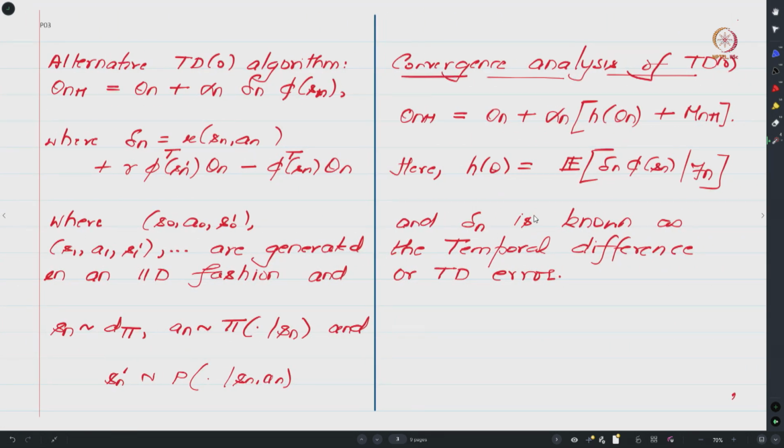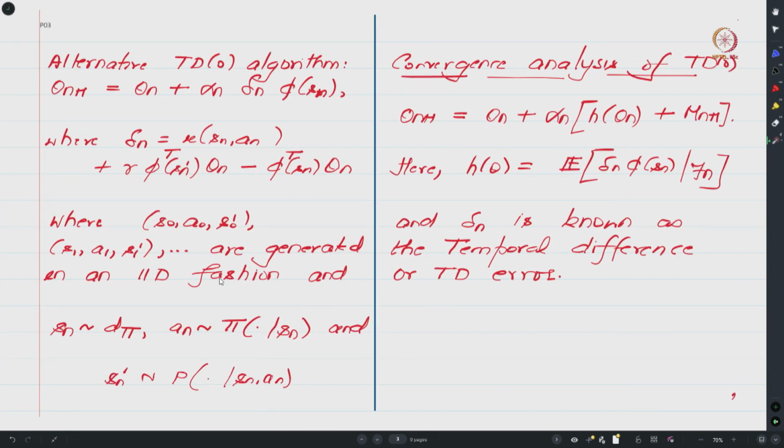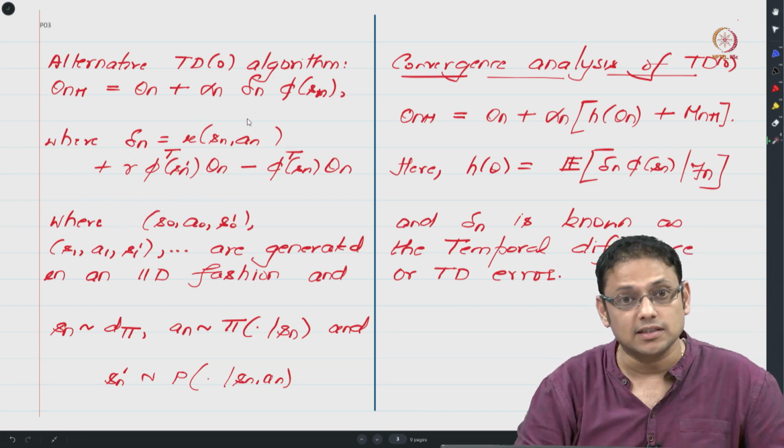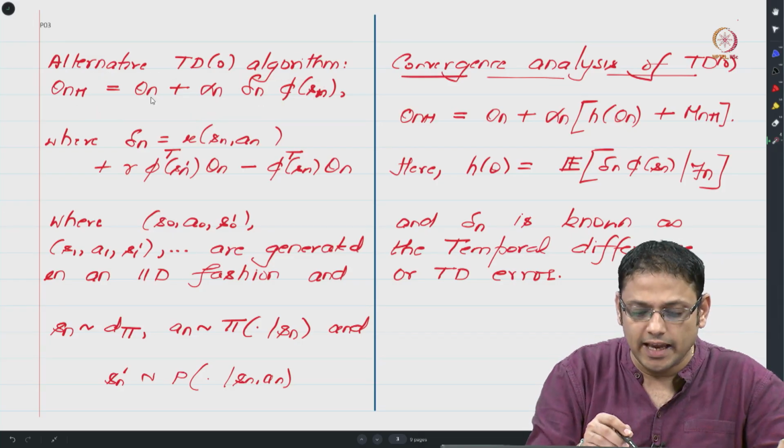In particular, we ended up with this TD0 algorithm, where the update rule is theta n plus 1 equals theta n plus some step size, and the update that follows after the step size is delta n times phi of Sn, where delta n is given by this expression over here. You can see that in the unimplementable algorithm we had V pi over here, and now wherever we had V pi of Sn, we have replaced it by an expression that looks like this. Is this okay?